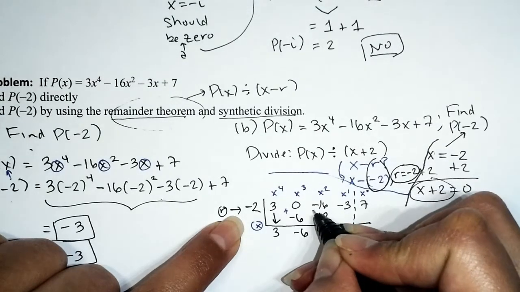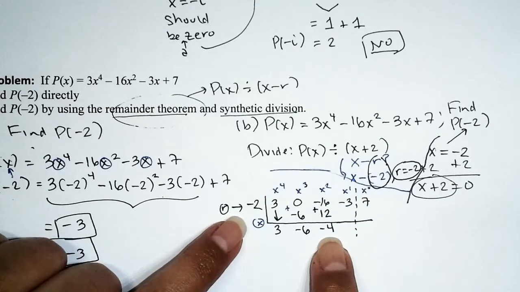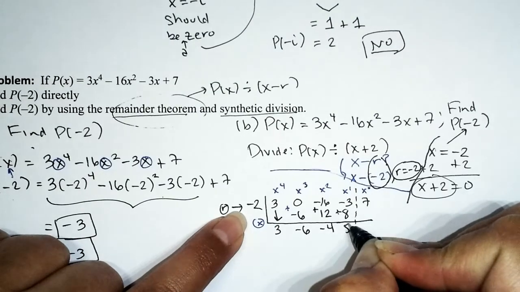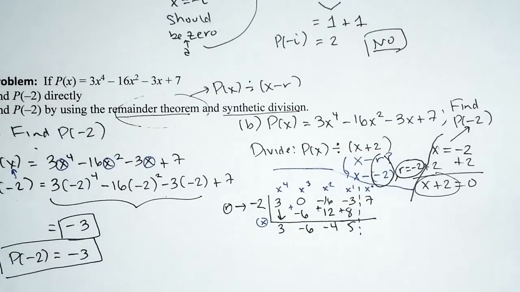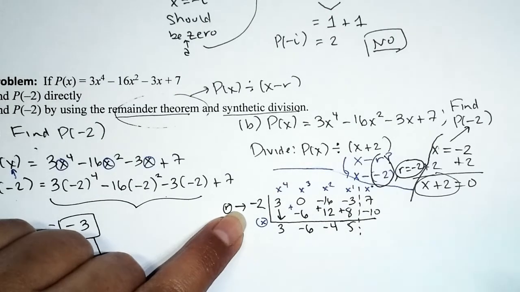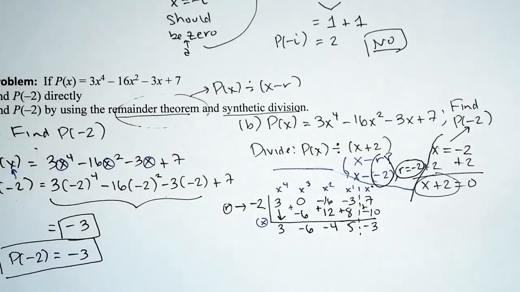The product of -6 and -2 will give us 12. We keep our cool, and that sum will give us -4. The product of -4 and -2 is 8, and that sum will give us 5. Almost done guys. The product of 5 and -2 will give us -10, and then that sum will give us -3. Okay, so we are done.